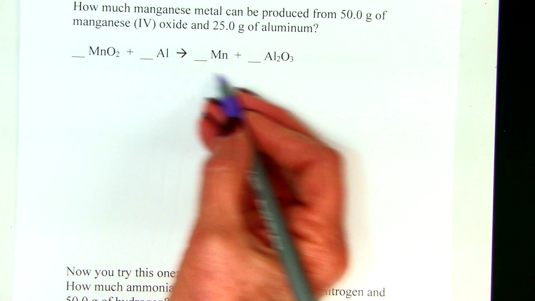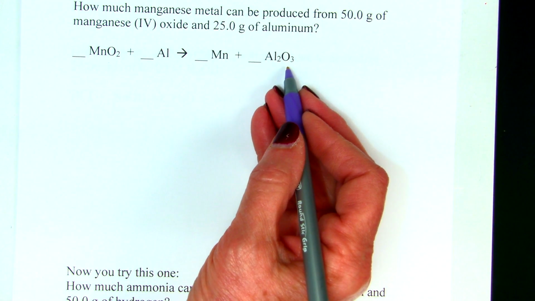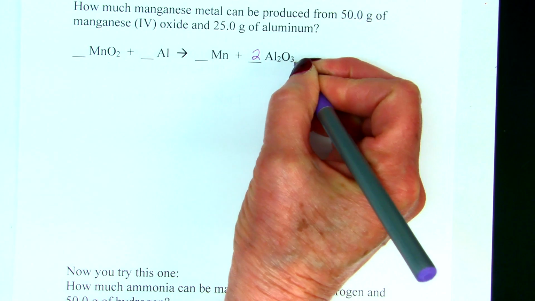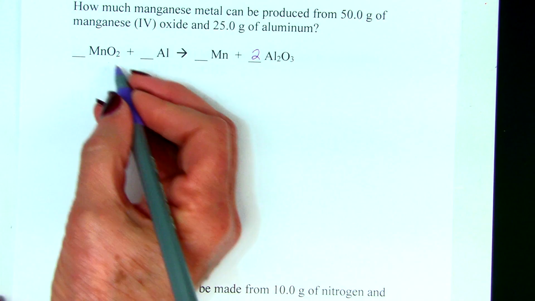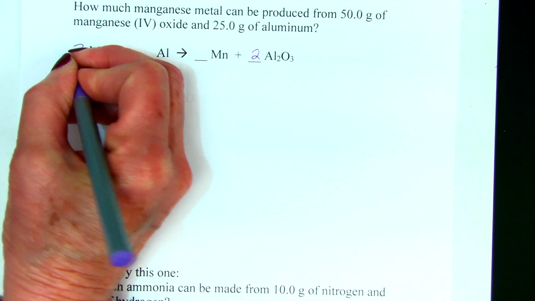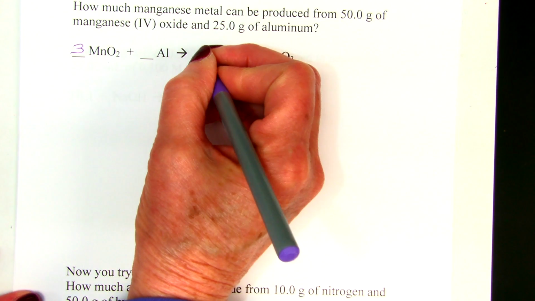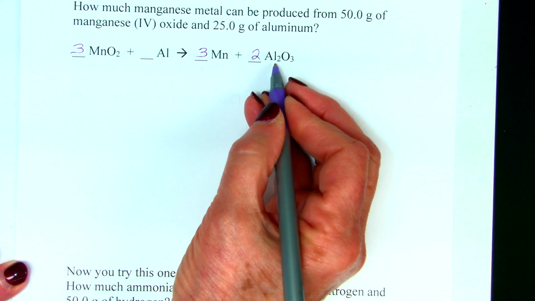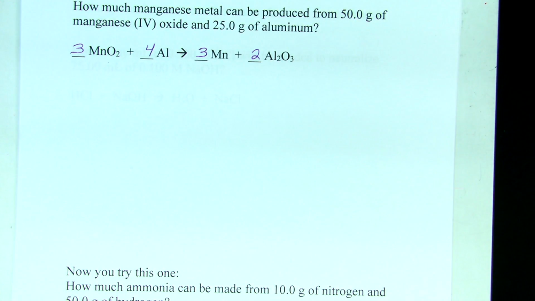So I'm actually going to start with oxygen. These are 2 fairly involved molecules, so I'm going to start by multiplying this by 2. Now I have 2 times 3 is 6 oxygens, which is an even number. And since these come in pairs, it's easy now to balance manganese and oxygen by putting a 3 in front of the manganese oxide and a 3 in front of the manganese. Now I have 2 aluminums times 2 gives me 4. So now my equation is balanced.